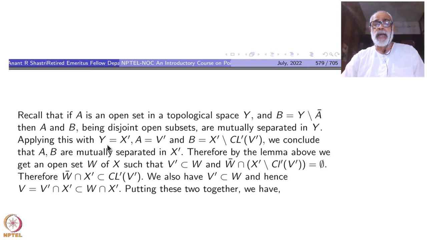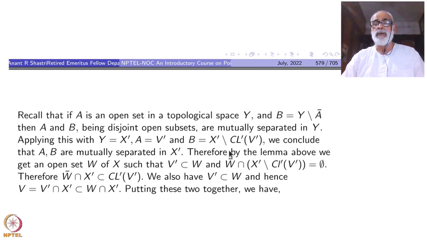Applying this with Y equal to X prime, A equal to V prime and B equal to X prime minus the closure of V prime, closure taken inside X prime. This general statement I am applying for Y equal to X prime now. Start with the open subset A, which is V prime, and B I am taking the complement of its closure. We conclude that A and B are mutually separated in X prime.